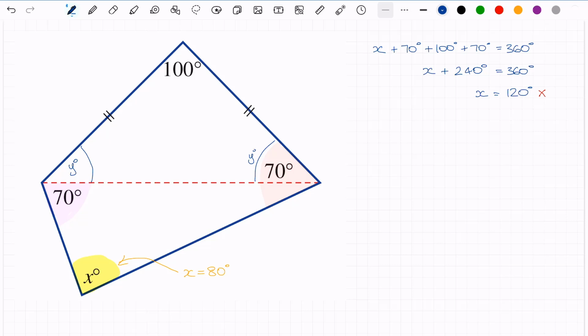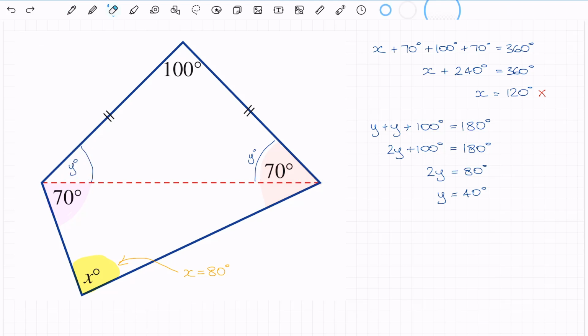So we know the angle sum of a triangle is 180. So I know that y plus y plus the 100 degrees must add up to 180 degrees. That means I've got 2y plus 100 degrees must be equal to 180 degrees. I can subtract 100 from both sides. I'm left with 2y equals 80 degrees. And then if I divide both sides by 2, I get y is equal to 40 degrees. So what I can do now is say that the base angle of the top triangle will be 40 degrees.